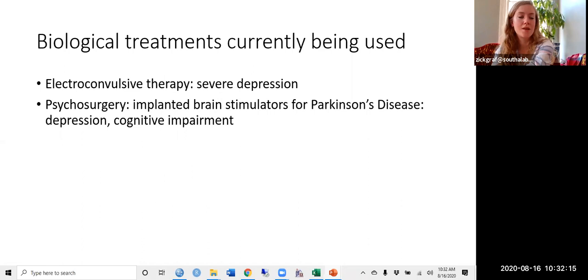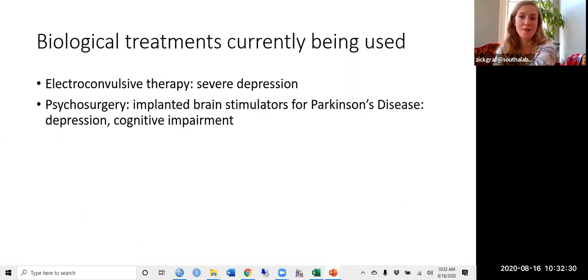Psychosurgery is also used in treatment refractory depression. That means depression that doesn't respond to any other treatment, including electroconvulsive therapy. And there is a suggested reading about deep brain stimulation for severe depression at the end of this slide set.